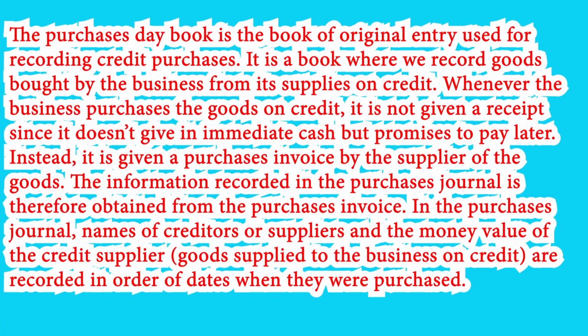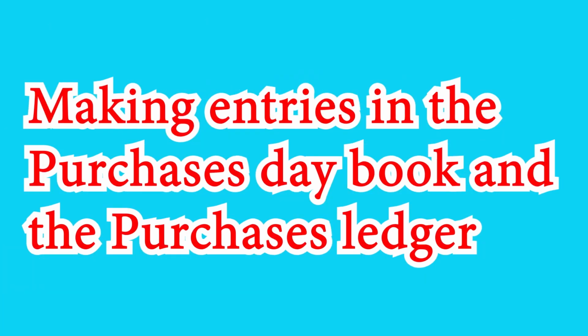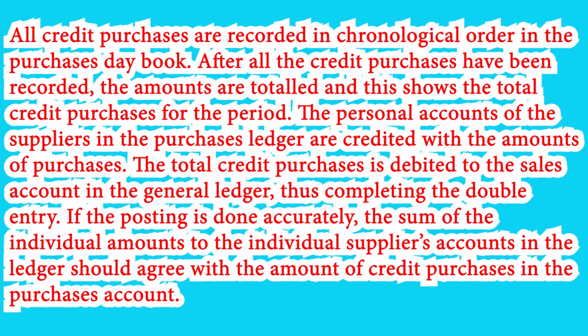The information recorded in the purchases journal is therefore obtained from the purchases invoice. In the purchases journal, names of creditors or suppliers and the money value of the goods supplied to the business on credit are recorded in order of dates when they were purchased. Let us now look at making entries in the purchases daybook and in the purchases ledger. All credit purchases are recorded in order of dates in the purchases daybook. After all the credit purchases have been recorded, the amounts are totaled and this shows the total credit purchases for the period.